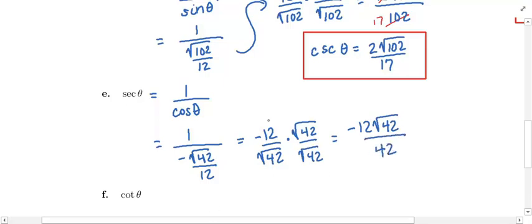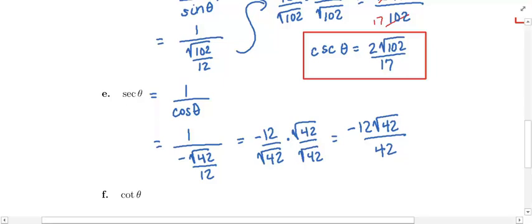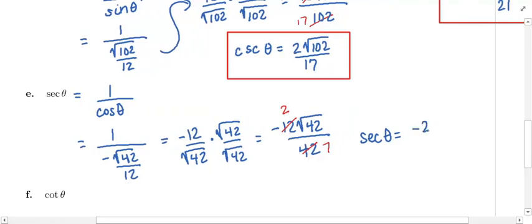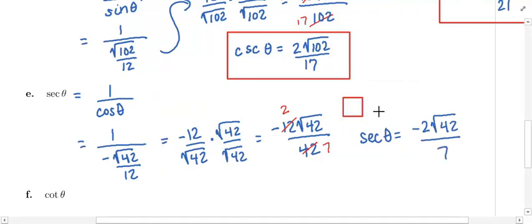Okay, again, we can simplify the negative 12 over 42. Both of these are divisible by 6. 6 goes into 12 twice. 6 goes into 42 7 times. So we're going to get that the secant of theta is equal to negative 2 times the square root of 42 over 7. Okay, final answer.